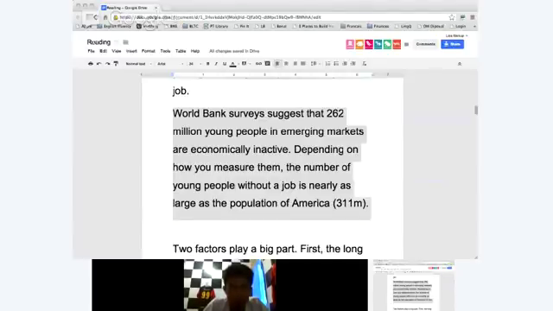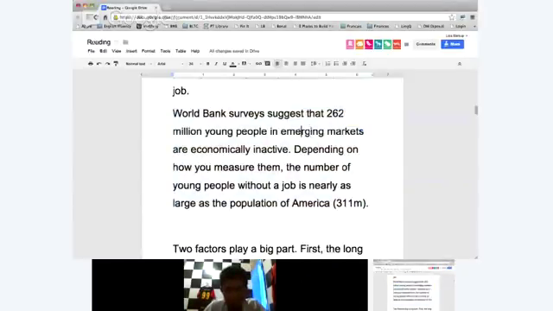World Bank surveys suggest that 262 million young people in emerging markets are economically inactive. Depending on how you measure them, the number of young people without a job is nearly as large as the population of America, 311 million.